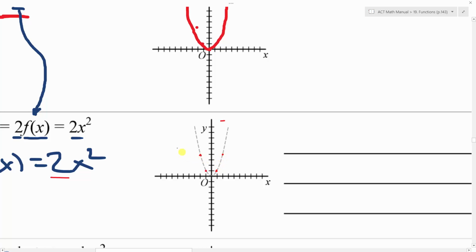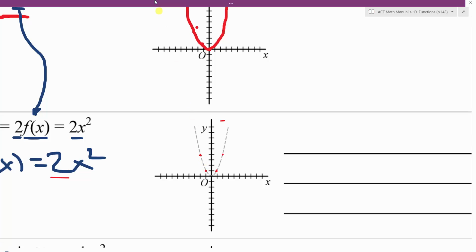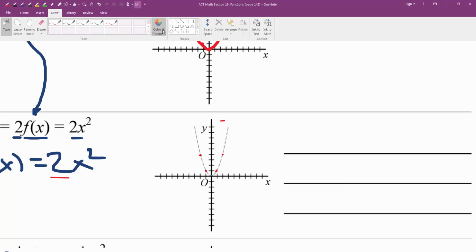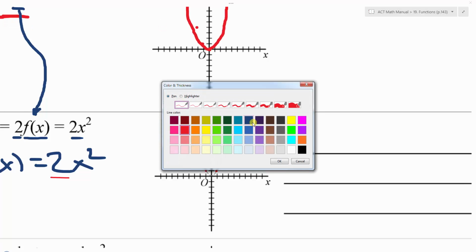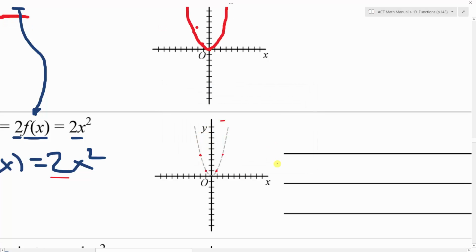Those were our y values, or our x squared values, because y was equal to x squared. Well, remember, they're all going to double now. They're all going to become twice what they were before. So I'm going to do these in blue. So this guy's going to become 2, and this guy's going to become 2. For negative 2, we're now going to get 8, and for positive 2, we're now going to get 8.